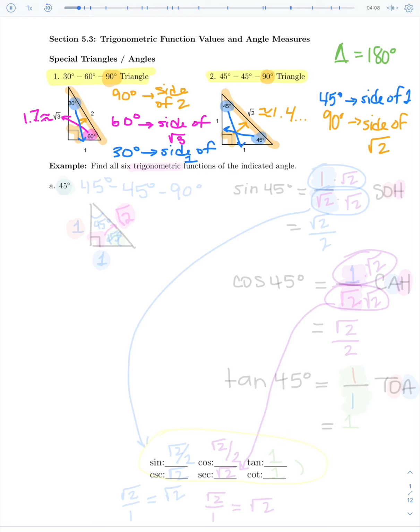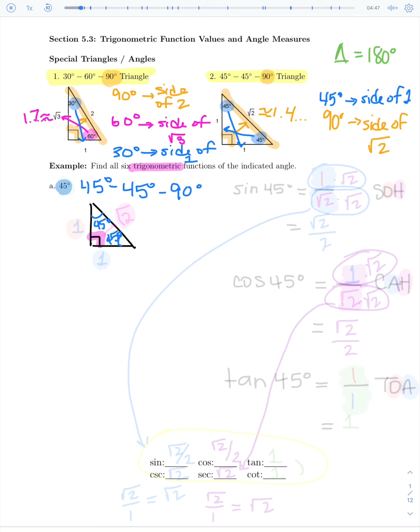Let's take a look at problem A. Let's start by drawing out our right triangle. Notice they mentioned 45 degrees as the angle we want to look at, so that automatically tells us that we're going to be looking at the 45, 45, 90 triangle. So I've already drawn in the 90. It means the two other angles have to be 45 degrees if I want a 45-degree angle. And again, how we know that we're using a right triangle is because they're mentioning that we want to find the 6 trigonometric functions. Remember, when we talk about the 6 trigonometric functions, we are using a right triangle.